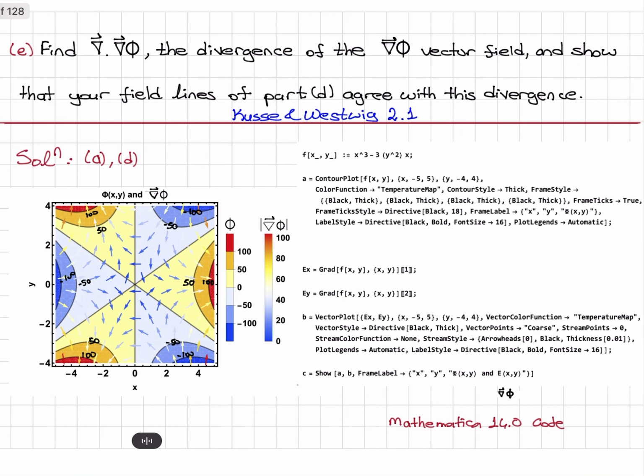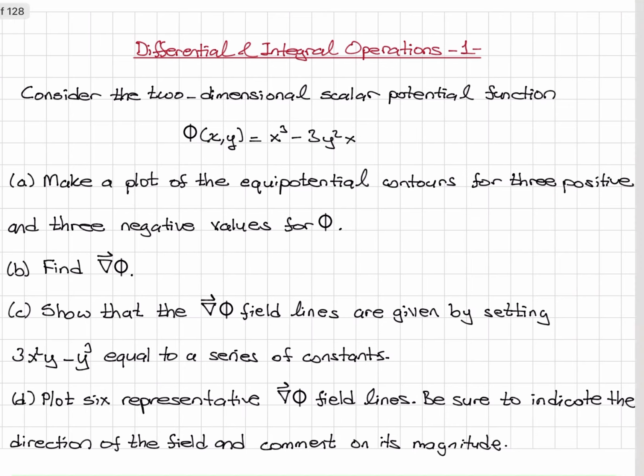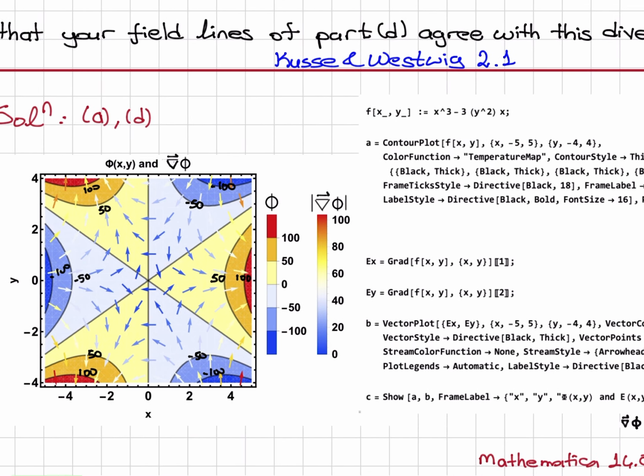Okay, so in this problem, we have looked at the scalar potential function x cubed minus 3y squared x. We can make a plot of equipotential contours by setting this equal to a set of constants, 3 positive and 3 negative values, or we can use a mathematical code. A contour plot will do the trick for us, and we can see where these equipotential surfaces are.